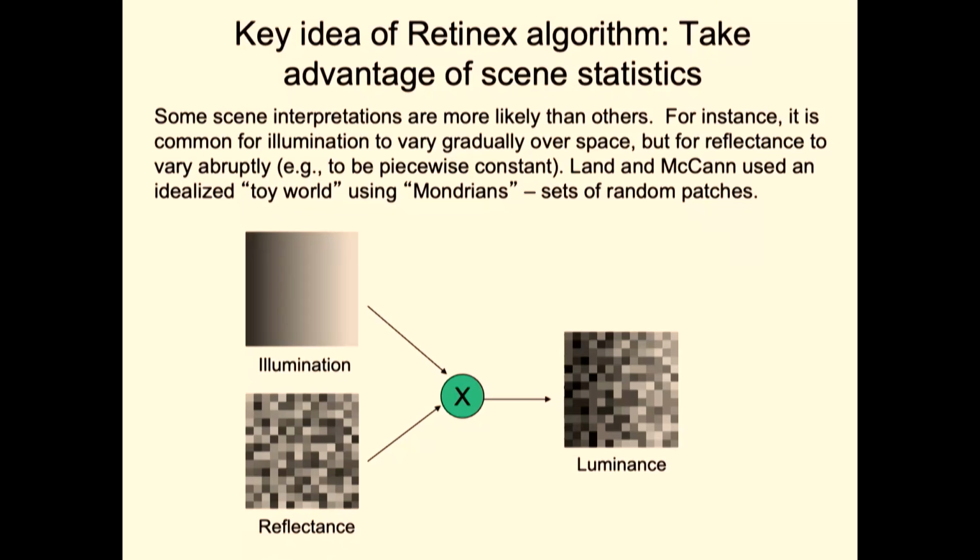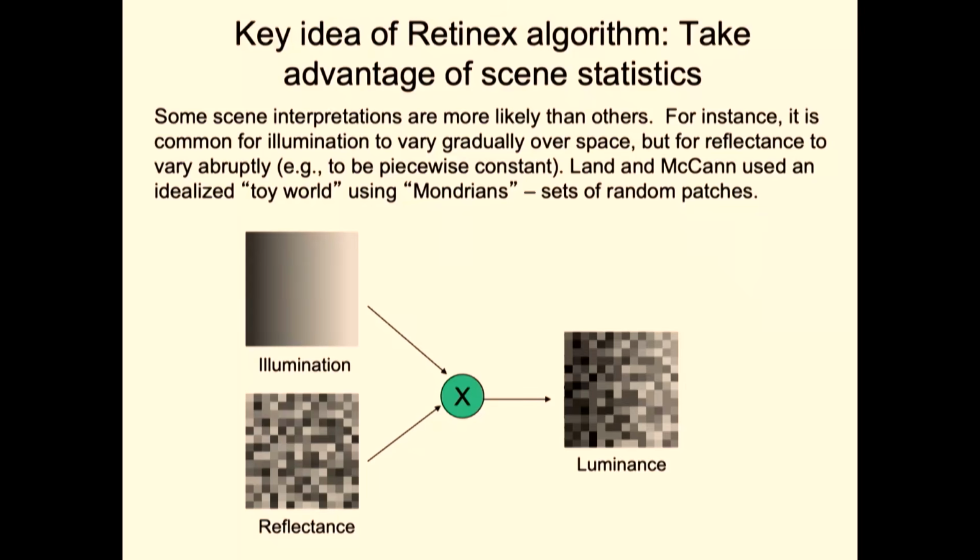But by contrast, it's common for reflectance to vary abruptly, so to be piecewise constant. Right? So the notion here is that a lot of objects, like my shirt, are fairly constant in reflectance. And so then you get to the edge of an object, and the reflectance makes some large change. Okay.